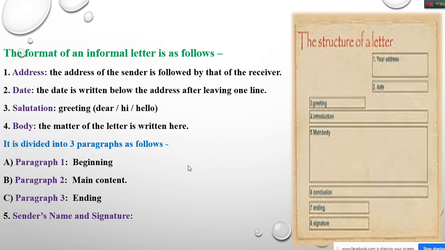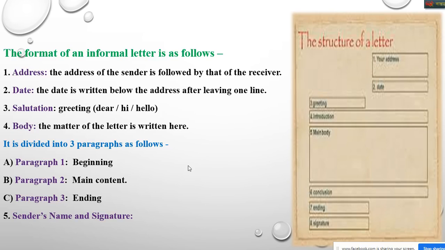So in the body, I mean paragraph 1, paragraph 2, paragraph 3: in the first paragraph, you can start, I mean, you can say a beginning. The second paragraph, main content. And the third paragraph has the ending. And ultimately, at the end, sender's name and signature. Dear students, you are watching the structure of a letter. Basically, this is the structure of an informal letter.